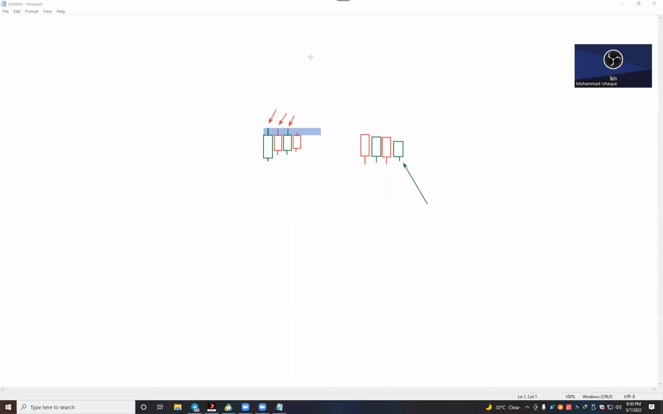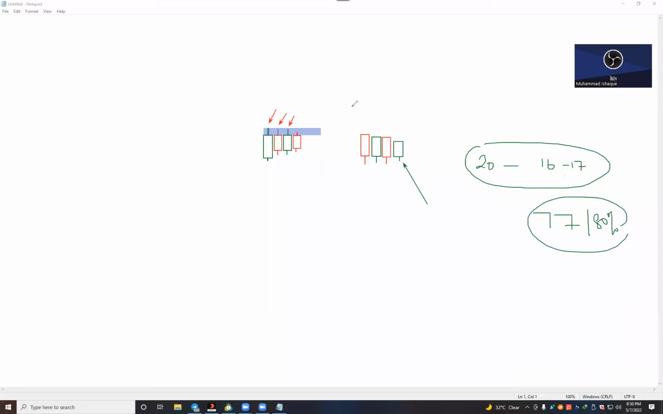This strategy, if you find 20 setups, will give you 16 to 17 winning trades, mostly. And 16 to 17 will be 77 to 80%. We are just understanding the wick, the reaction of the candle from the buyer side and from the seller side. Okay.